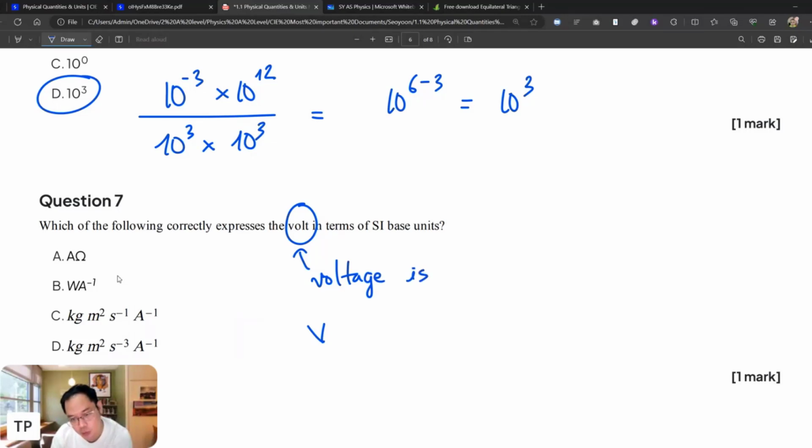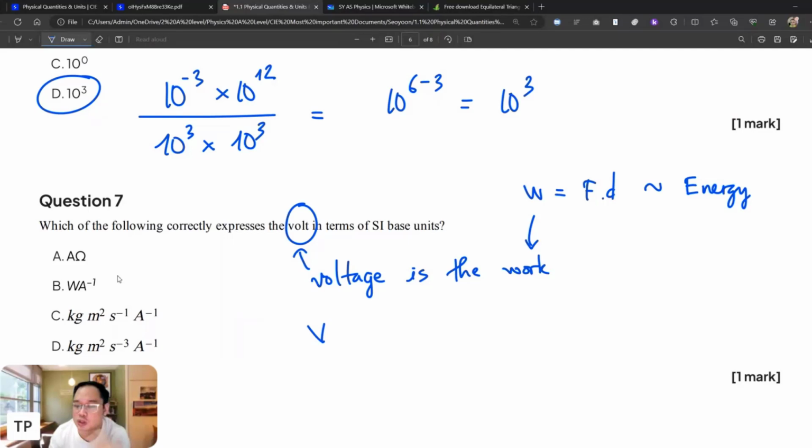Voltage is the work that an electric field has to provide to do the work. Work is force multiplied with displacement, and equivalent to energy. So energy is basically work, the ability to do some work, that is energy. Okay, voltage is energy to move unit charge.